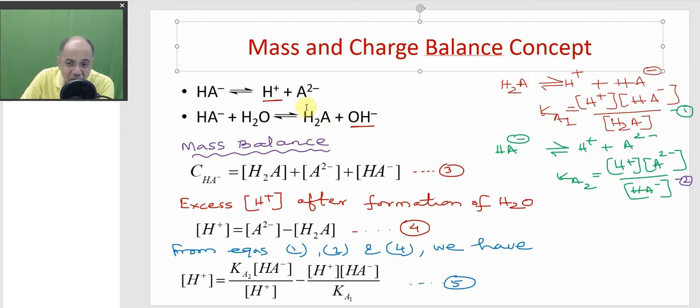So therefore, whatever H2A will be, we are assuming that this is greater. Just for our convenience, we are assuming that this is greater than this. So whatever A2 minus is there, minus H2A, because A2 minus will be in excess and H2A will be less. We are presuming that this dissociation is more than this dissociation, right? So this H plus ion, which will be in excess after reaction, will be A2 minus, which will be there in the solution, minus H2A, right?